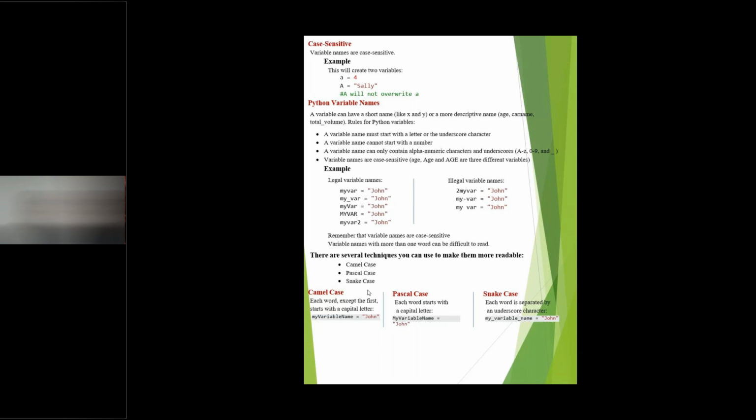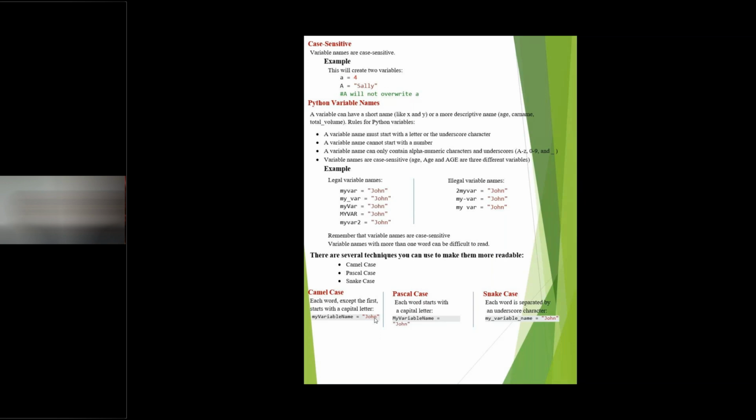And these are the different rules to declare a variable. A variable can have a short name like x or y or z, or more descriptive names like age, car name, my name, total volume, my age. Like that you can define a variable. A variable name must start with a letter, an alphabet letter, or the underscore. Only underscore is an allowed character. The other characters are not allowed while assigning a variable.